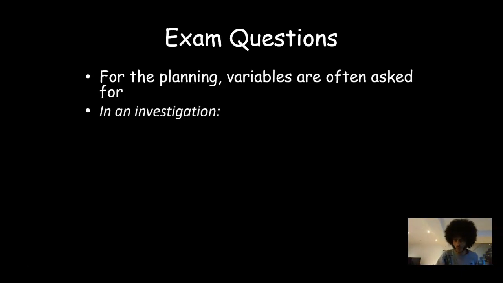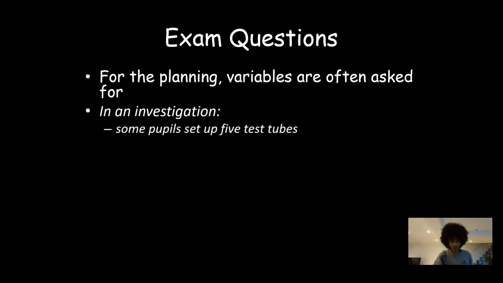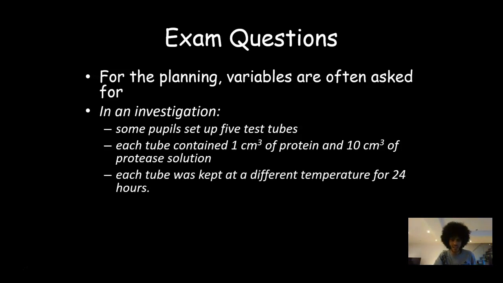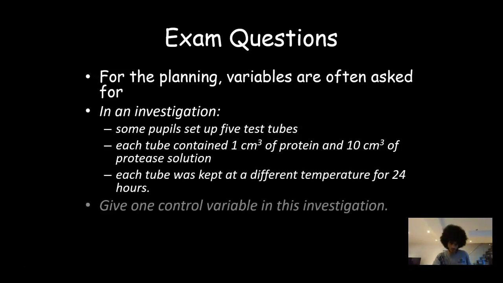So if I just show you this example of an investigation, it says, in an investigation, some pupils set up 5 test tubes. Each tube contained 1 centimetre cube of protein and 10 centimetre cube of protease solution. Each tube was kept at a different temperature for 24 hours. And they might say give 1 control variable.